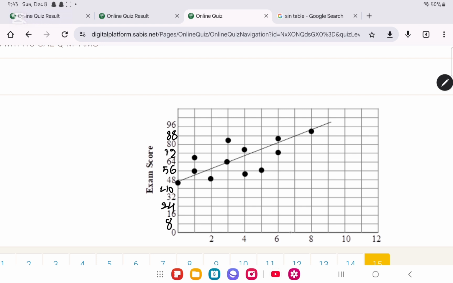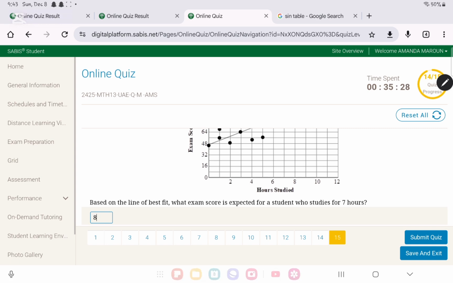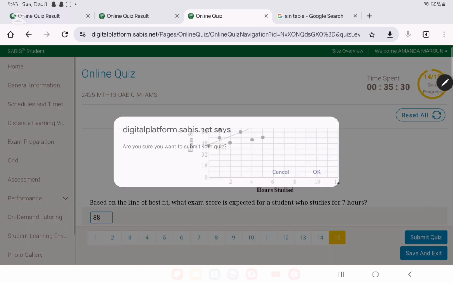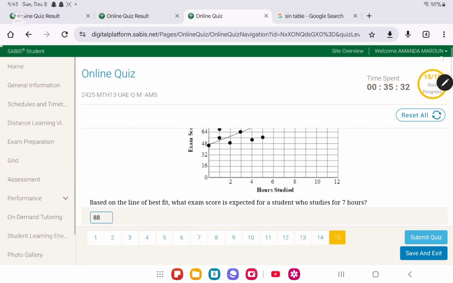So they said they need at 7 hours approximately how much a student is going to get. He's going to get approximately 88. So if he studies for 7 hours, he will get a score of 88. Let's submit.